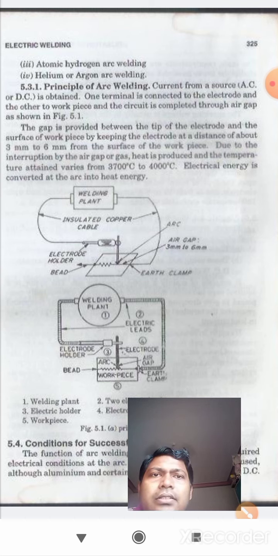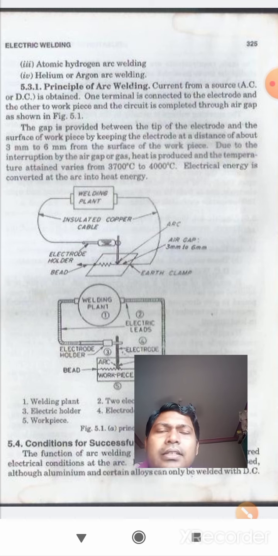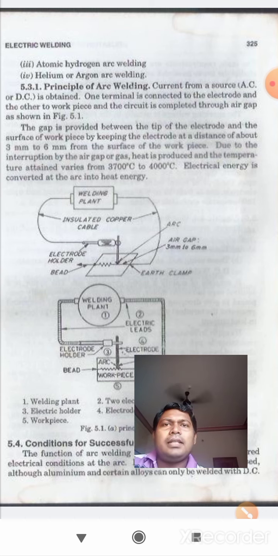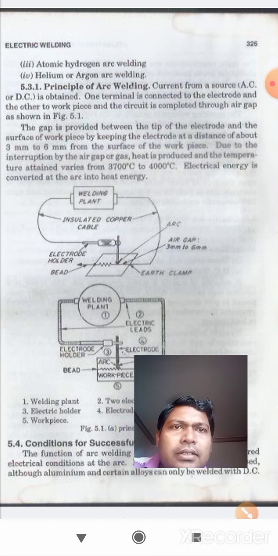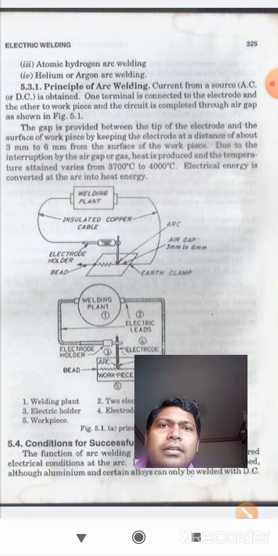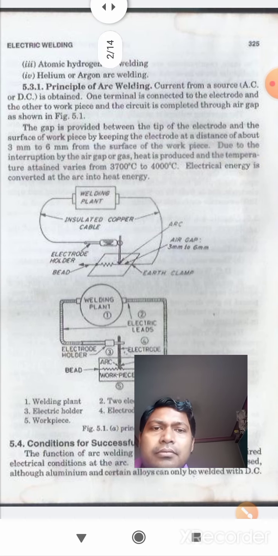So the principle is that current from a source, AC or DC, is obtained. So it may be an AC or a DC. First the source is obtained, and then one terminal is connected to the electrode and the other to the workpiece. So if one terminal is connected to the workpiece, the other will be connected to the electrode to make the circuit complete through the air gap as shown in figure 5.1. So here the air gap is the medium.